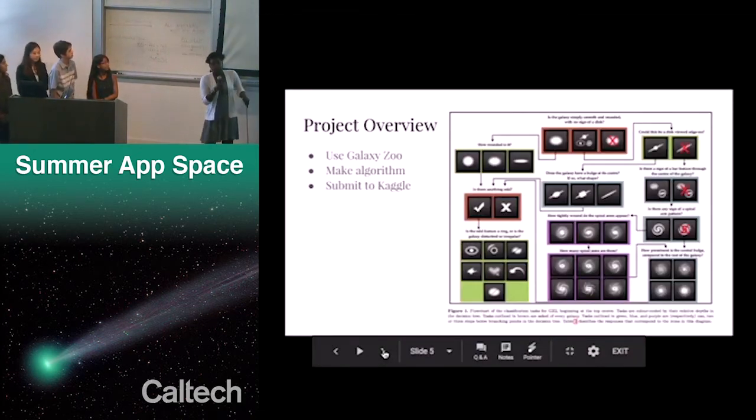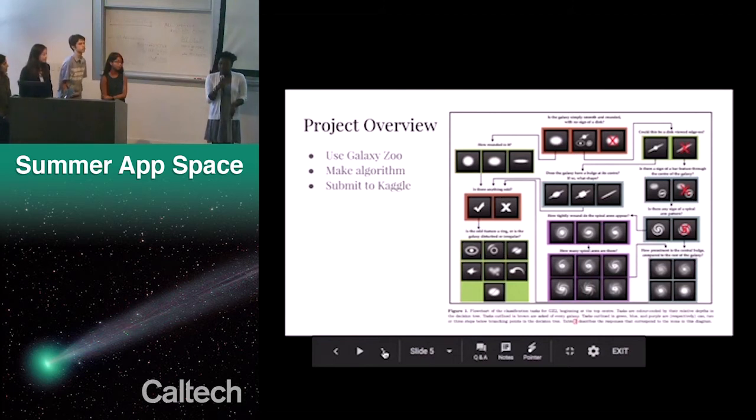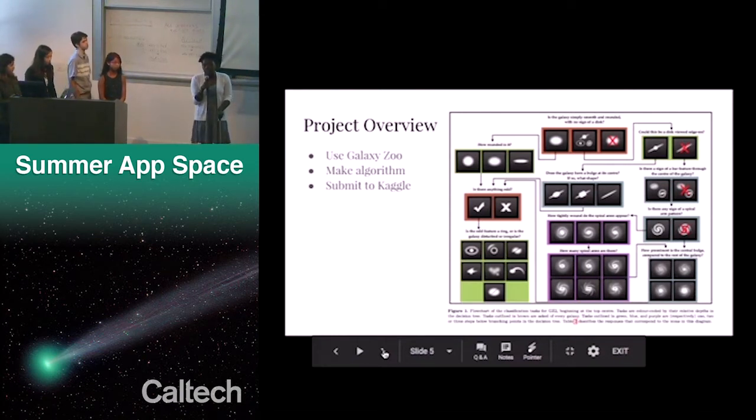Okay. So what our project was, we had to classify galaxies using Galaxy Zoo. Then we had to make an algorithm and submit it to Kaggle following their submission guidelines. And in their submission guidelines there were 11 questions, and within the questions there were 2 to 7 responses, and we had to submit probability.